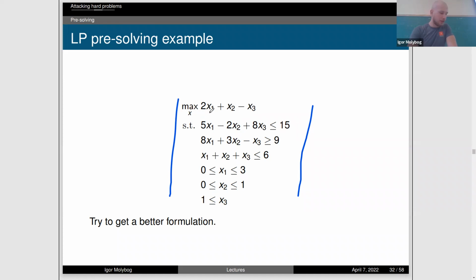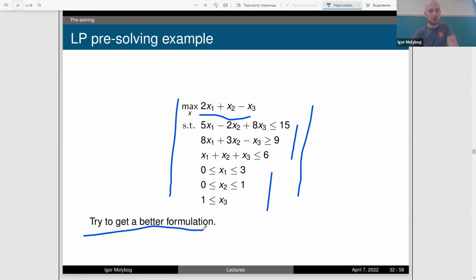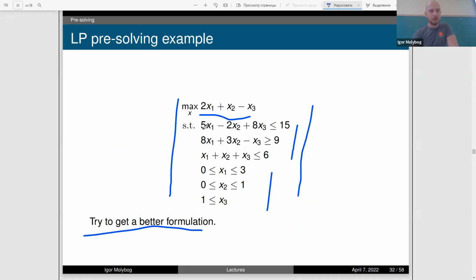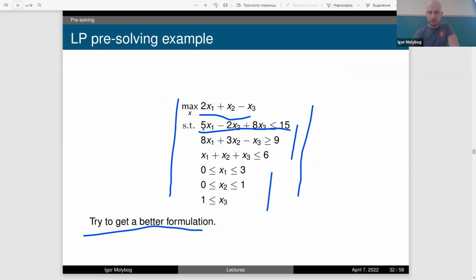So here we have a problem based on 3 variables with 3 different constraints, which are complicated constraints, and then some bounds on the values of the variables. We need to try to get a better formulation. The first thing that we can notice is that from the first inequality, we can obtain a bound on x1.